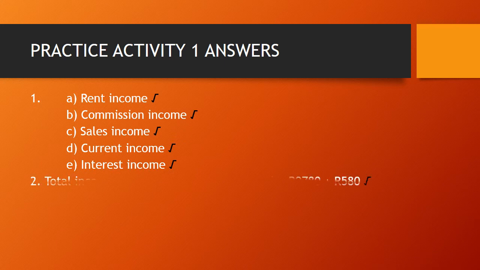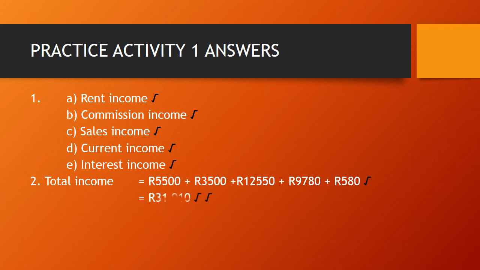Number 2, calculating our total income. We are going to say total income is equal to 5,500 plus 3,500 plus 12,550 plus 97,080 rand plus 580. For the fact that you have added everything together correctly, you give yourself 1 mark, is equal to 31,910. For the fact that you have the correct answer, you give yourself 2 marks. And then number 3, the correct answer is current income.